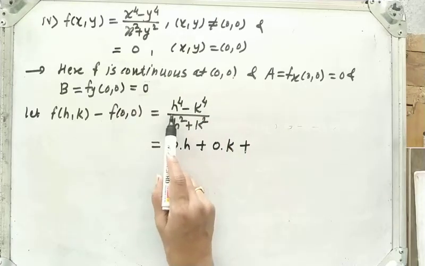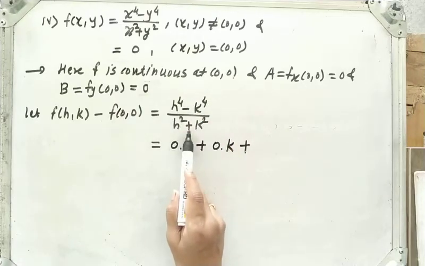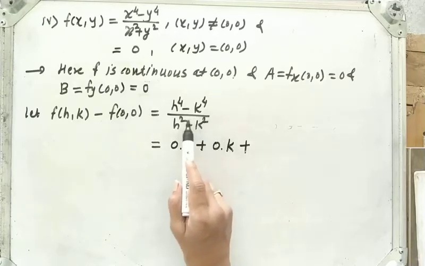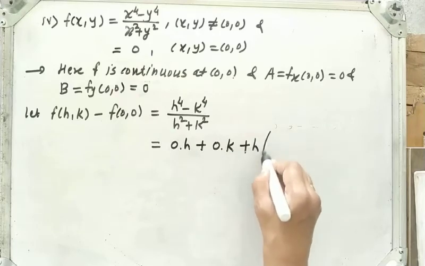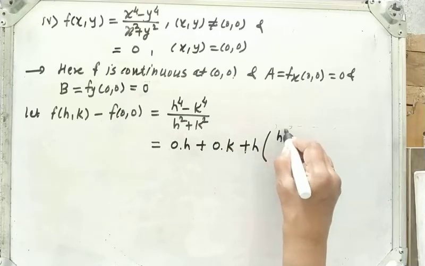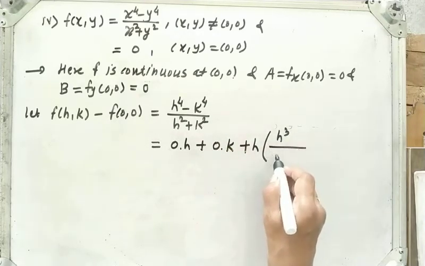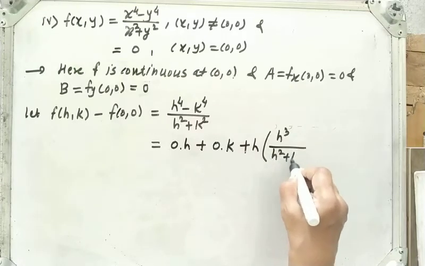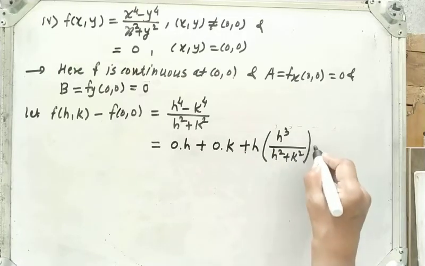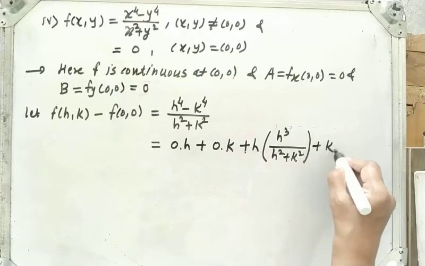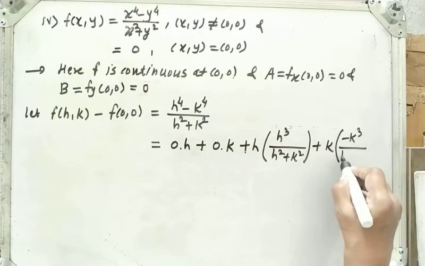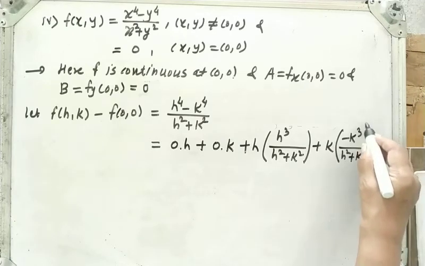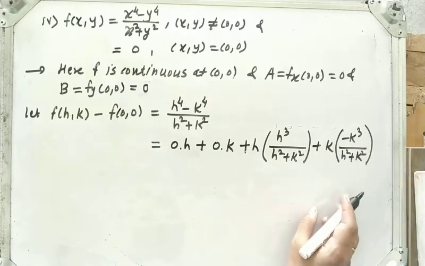Which two parts? h raised to 4 upon h square plus k square minus k raised to 4 upon h square plus k square. So we can take h common. In the bracket there will be only h cube upon h square plus k square, plus here we can take k common. In the bracket there will be only minus k cube upon h square plus k square.